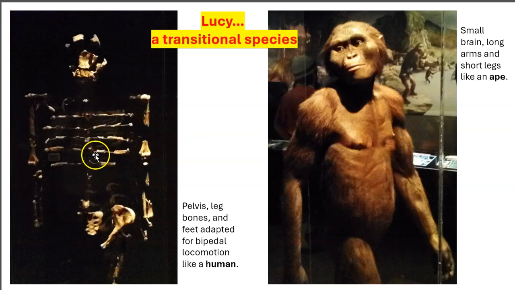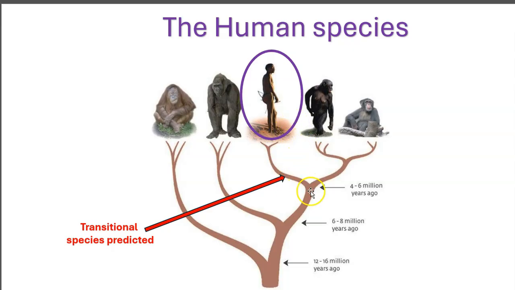And Lucy is exactly what we would predict if an ape-like species was evolving into modern humans. Lucy's bones, here they are over here on the left, and here's a reconstruction of her on the right here. Lucy has a pelvis and leg bones and feet that were adapted for bipedal locomotion like a human. Apes are knuckle walkers. They walk on all fours. They can, for a time, walk on two legs, but they're not well adapted for that kind of locomotion. So Lucy is showing a modern human characteristic in her form of locomotion. But like apes, Lucy had a small brain and long arms and short legs and other ape-like characteristics as well. So Lucy is a great example of a transitional species, just what we would predict if in fact apes were evolving into humans.